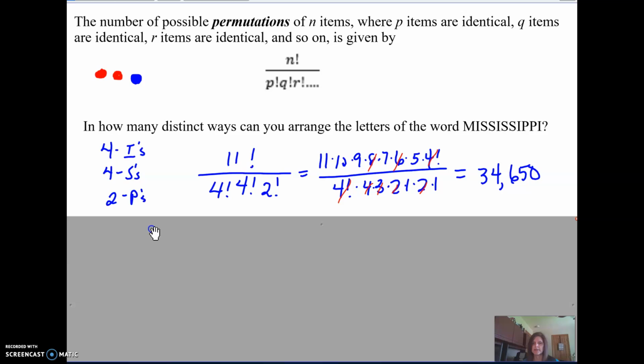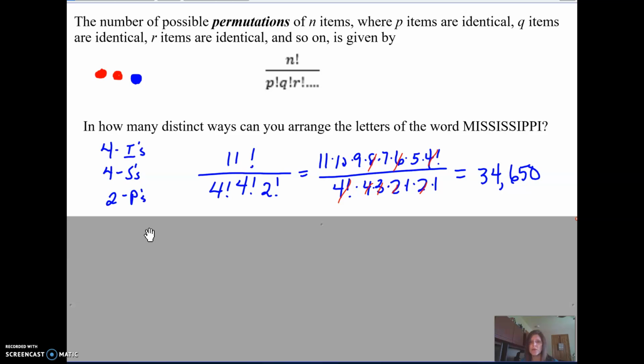All right. How many different ways can you arrange the letters of the word Mississippi? Distinct ways that we could really differentiate. Well, we see 4 I's in Mississippi, 4 S's, and 2 P's. So out of those 11 letters, we have multiple repeats. So 11 factorial goes on top, and then we're going to divide away any of the repeats. So the 4 factorial for the I's, 4 factorial for the S's, 2 factorial for the P's.